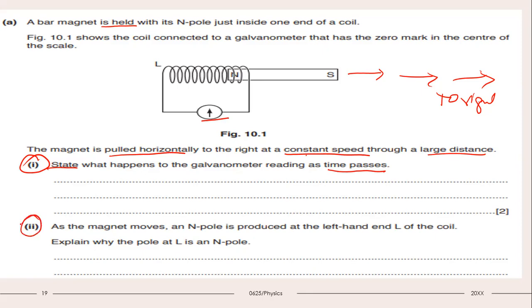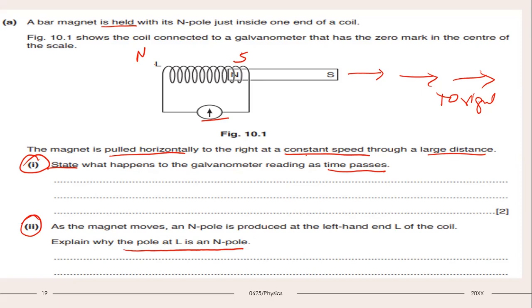And then number 2, as the magnet moves, the north pole is produced at the left hand end of the coil. Explain why the pole at left is north. So they're saying that at left, north pole is there. It means over here will be the south pole. So they're asking why the north pole is produced on the left.